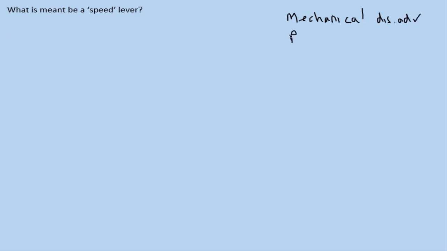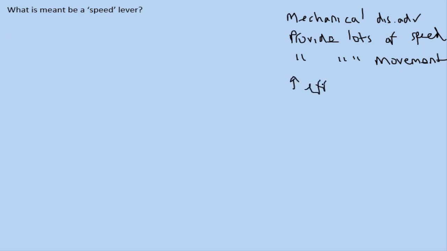They provide lots of speed, they also provide lots of movement. So these give us a big range of movement, but they require more effort than is actually being asked of them. So they actually require more effort to move them, which may surprise you that these speed levers are far more common in the human body than power levers.